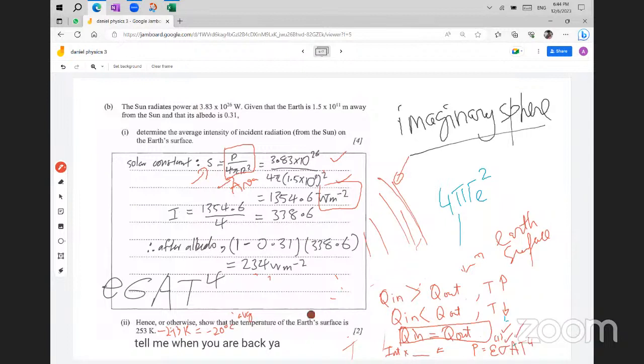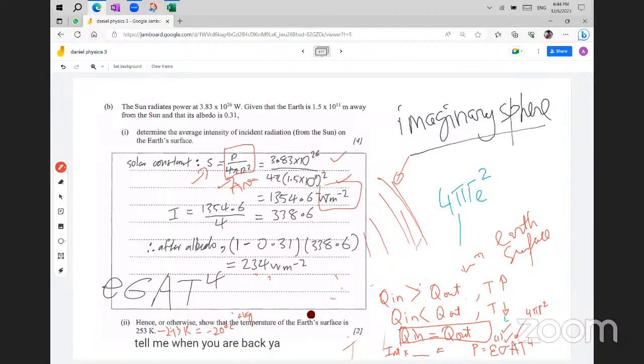Now, what about the area? Earth is a sphere, so the surface radiating is 4 pi r squared. It's not pi r squared, but definitely 4 pi r squared. So we have the area also.